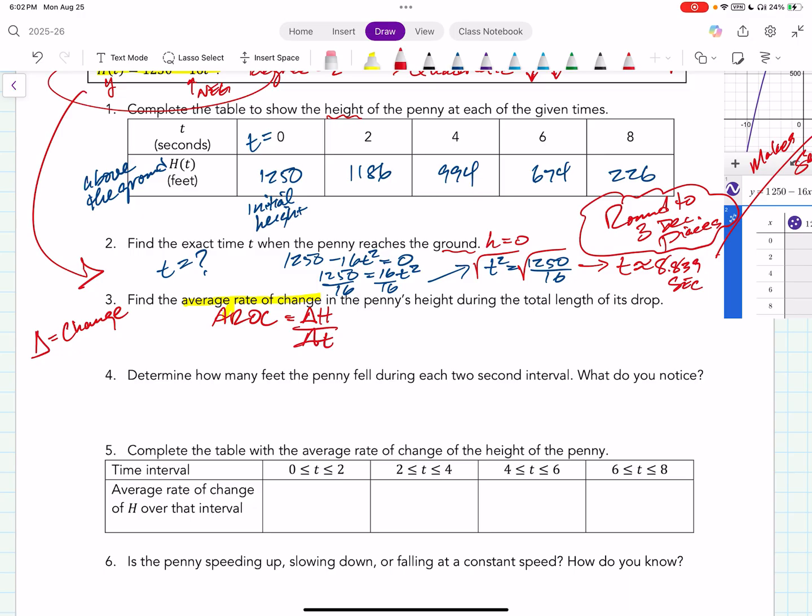So delta H means a change in height. Delta T means a change in time, obviously. Let me write that a little bit better. Okay, so delta T, there we go, over the total length of this drop.